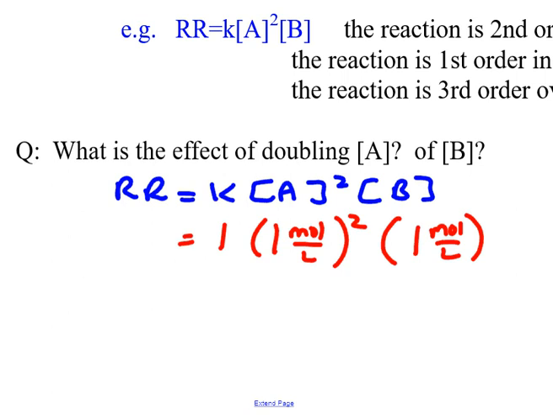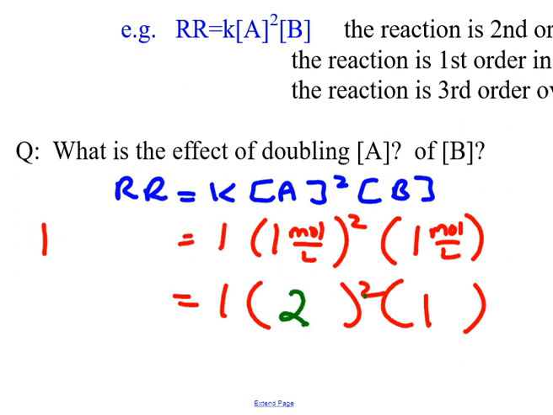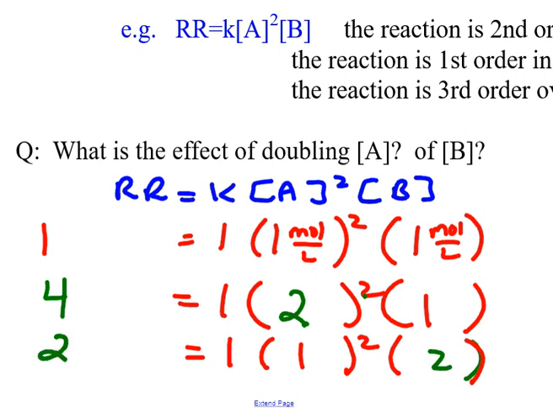1 times 1 squared times 1 would give me a rate of 1 mole per liter per second. Now in this case it'd be moles cubed per liter cubed per second, but let's not worry about the units. My rate would be 1. How does my rate change if I double the amount of A? Well, keeping everything else the same, but doubling the amount of A, 2 squared is 4 times 1 times 1. My reaction rate would now be 4 times as fast. What if I doubled the amount of B? Well, going back to the original values, but doubling only B and nothing else, 1 times 1 squared times 2, I get a rate of 2. It's twice as fast as the original rate.